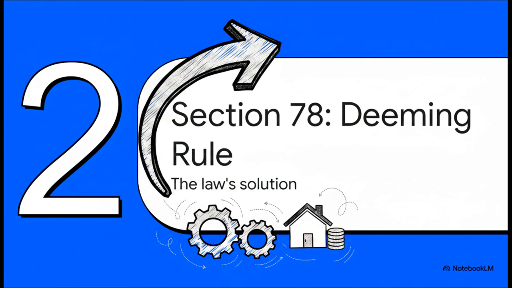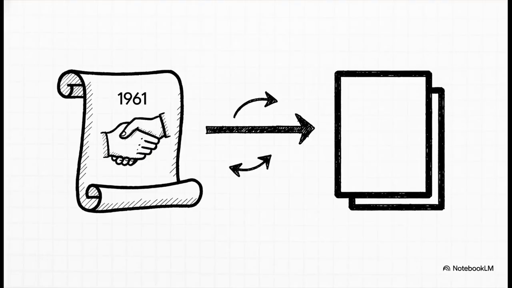How does the law actually fix this? Well, that's where the powerful deeming rule inside Section 78 comes into play. Now, for all you seasoned pros and students out there, it's really important to know that Section 78 isn't some brand new, out-of-the-blue concept. It's basically the direct successor to the old familiar Section 50C from the 1961 Act. The logic is the same, it's just got a new home.